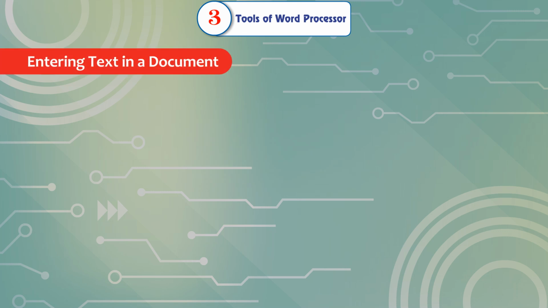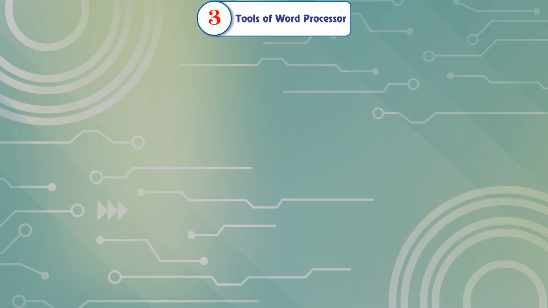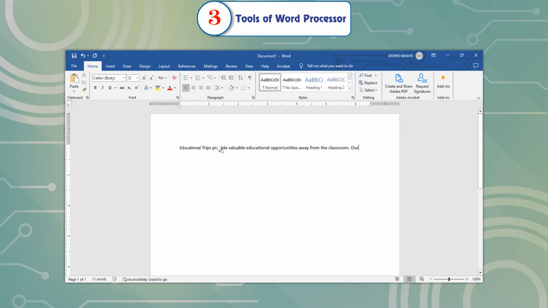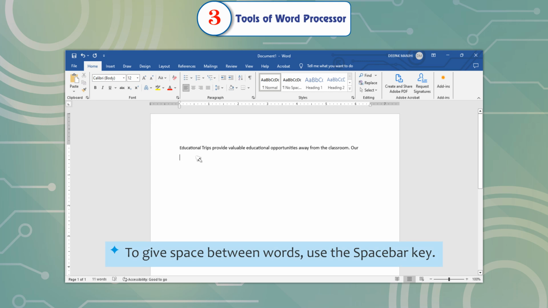Entering text in a document. Any type of text can be entered in a document like numbers, letters, special characters, etc. When you open a new document, a cursor appears at the top left side of the working area. It is the place from where you can start typing. Now, type the text by pressing keys from the keyboard. To give space between words, use the spacebar key.